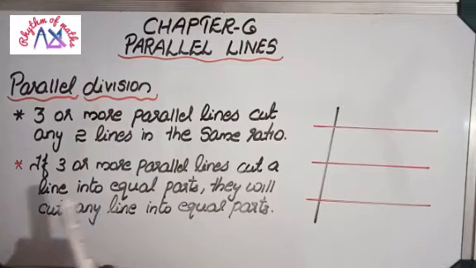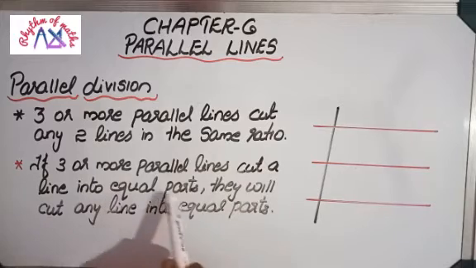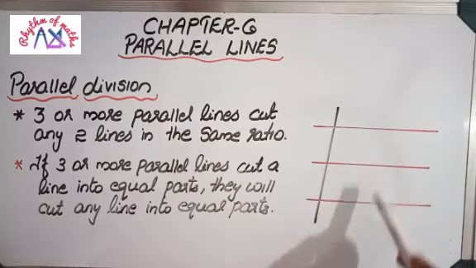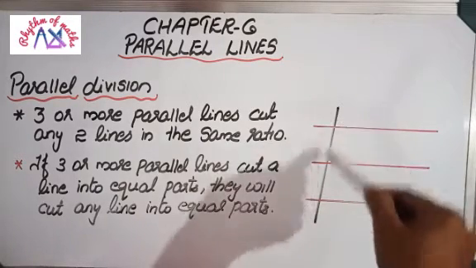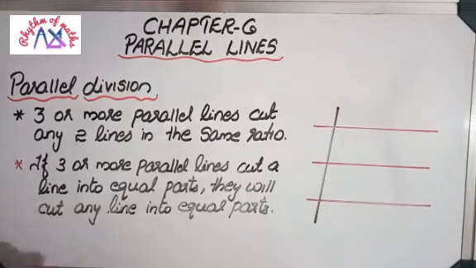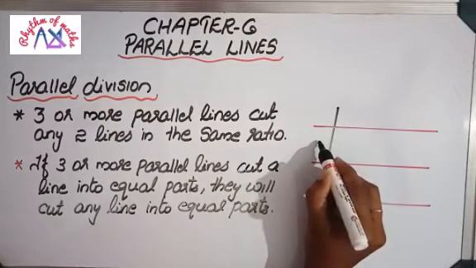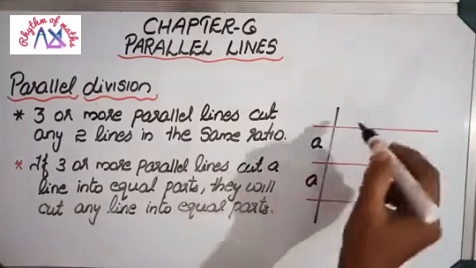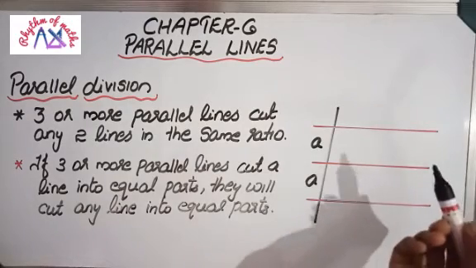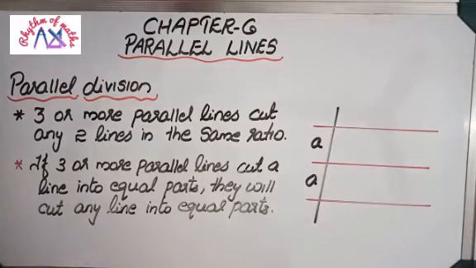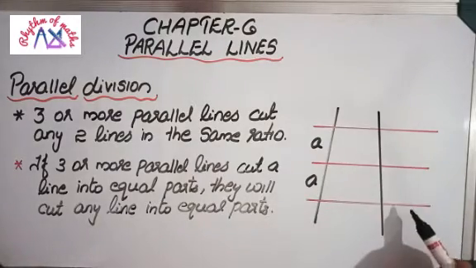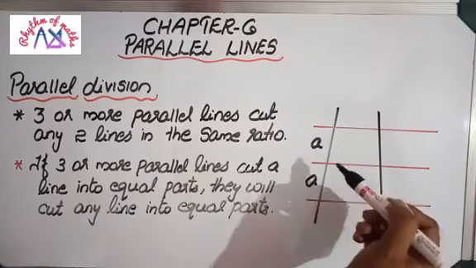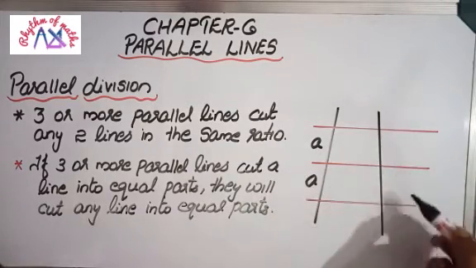Second concept: if three or more parallel lines cut a line into equal parts. That means this is the line, and these three are the parallel lines. These three parallel lines cut this line into two equal parts. Two equal parts means suppose here A, here also A. Then these three parallel lines cut the other line also into equal parts. If we draw another line like this, these two parts will also be equal. If these two measurements are equal, then for the other line the parts will also be equal.